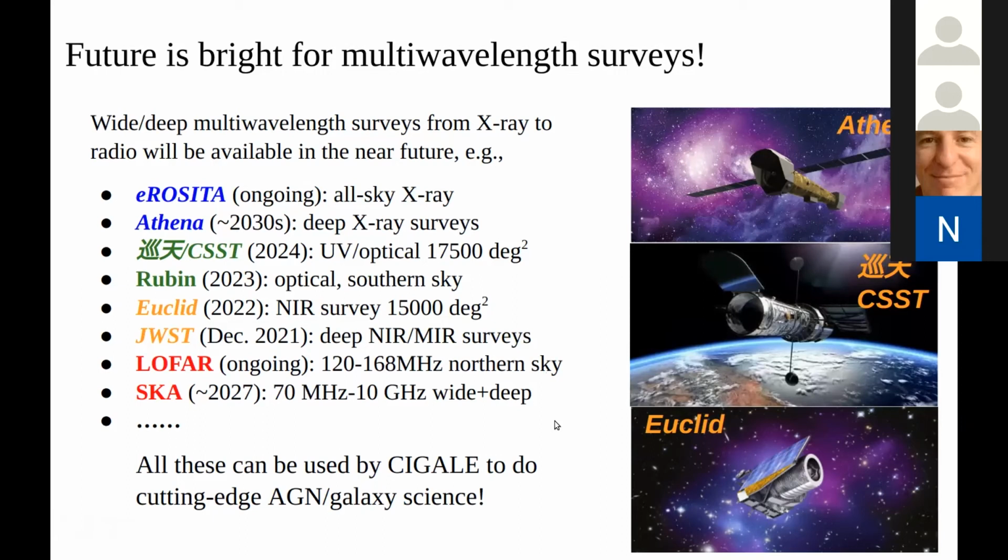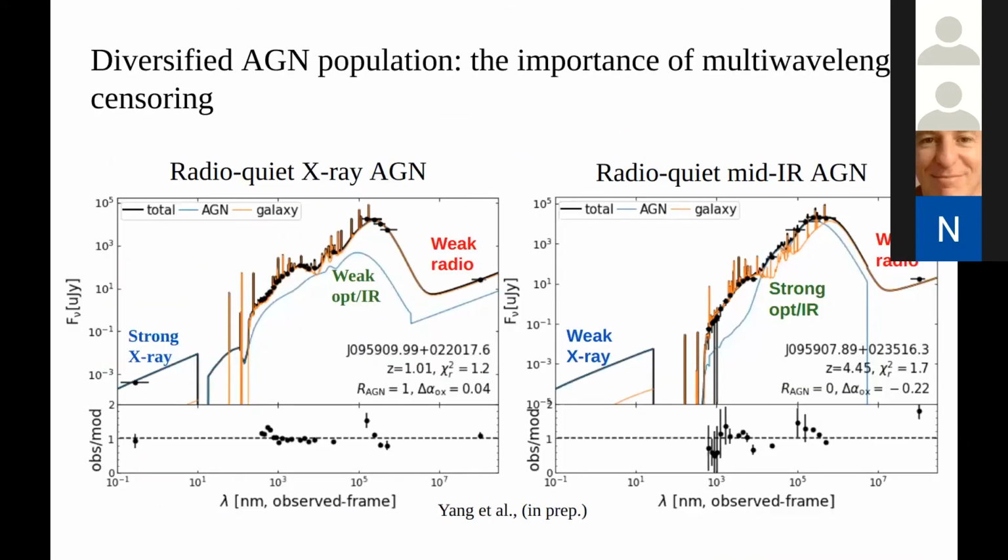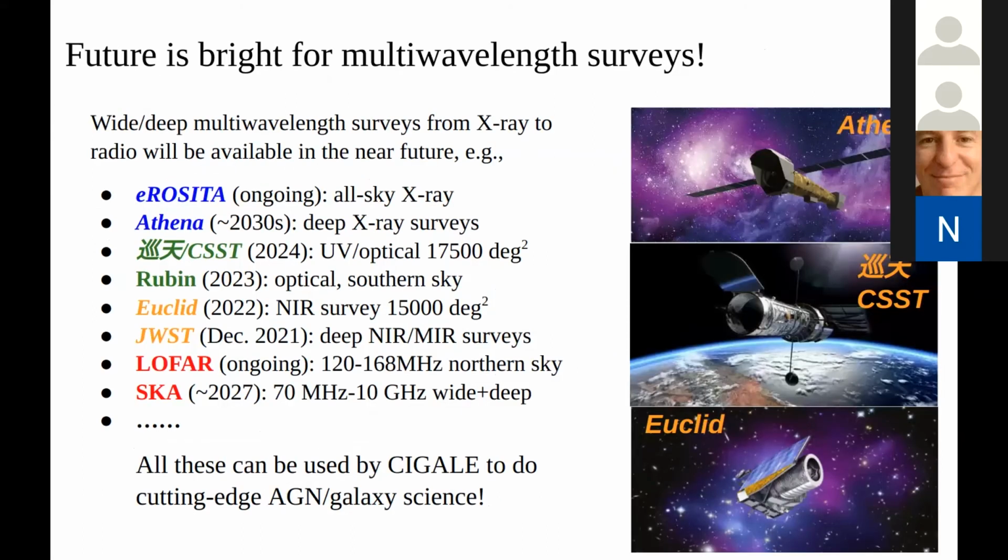And what I want to say here is that all these data can be used by SEGALE, and using all these multi-wavelength data, we can do cutting-edge AGN galaxy science. As I showed in the previous slide, AGN are really tricky to detect all of them. You really need all the multi-wavelength data, and to detect them in the future, we can use all these multi-wavelength data together in SEGALE, and do really good science.